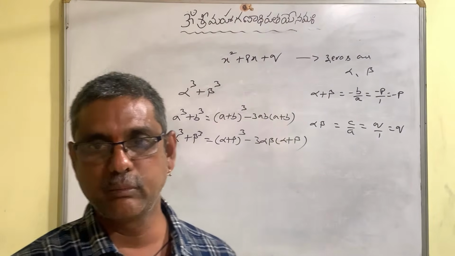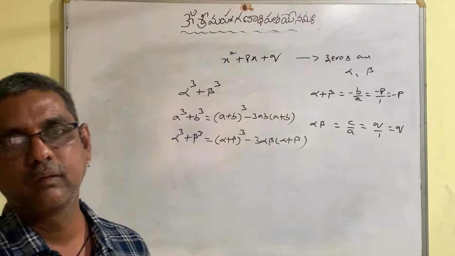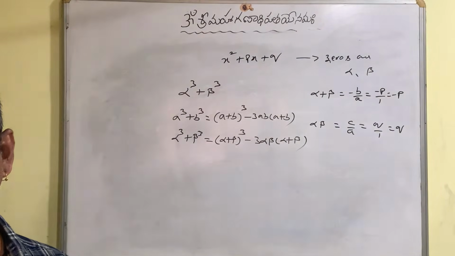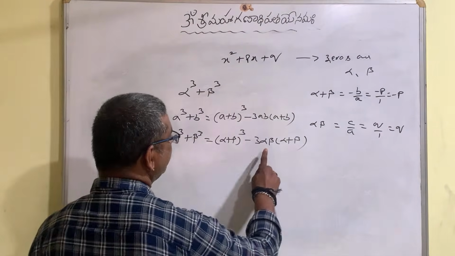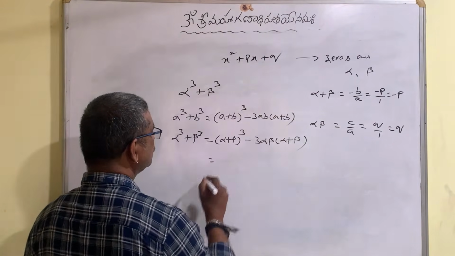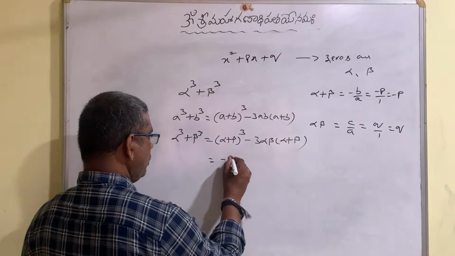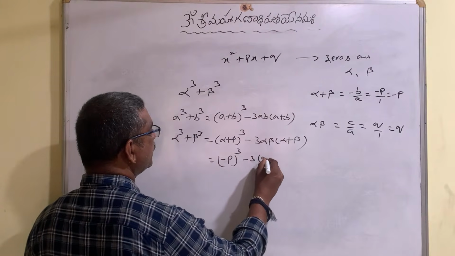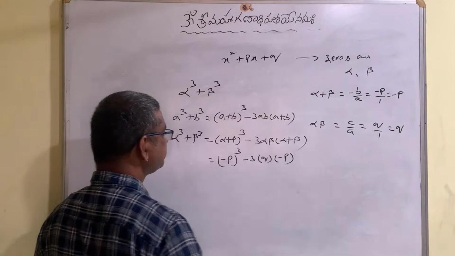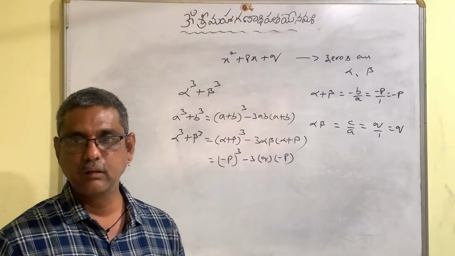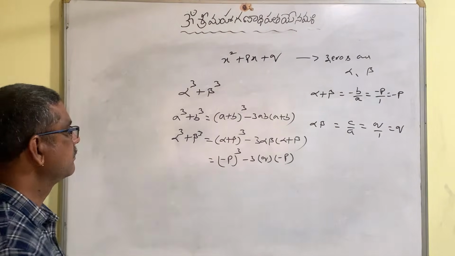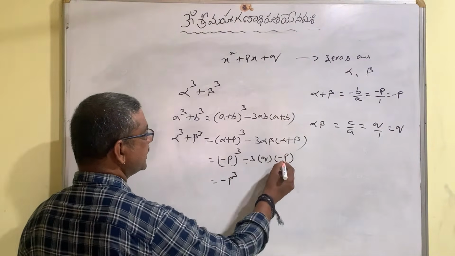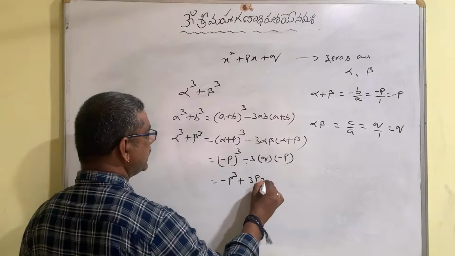Alpha cube plus beta cube is equal to alpha plus beta whole cube minus 3 alpha beta into alpha plus beta. Now substitute the values. Minus p whole cube minus 3 into q into minus p. So this will be minus p cube plus 3pq.